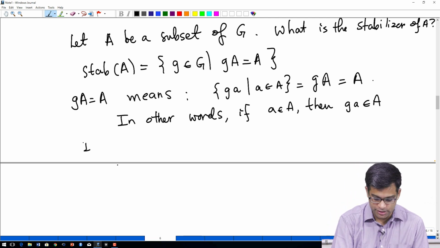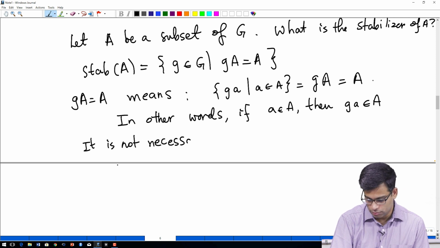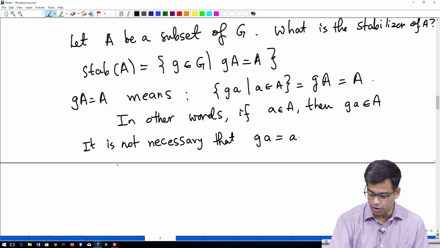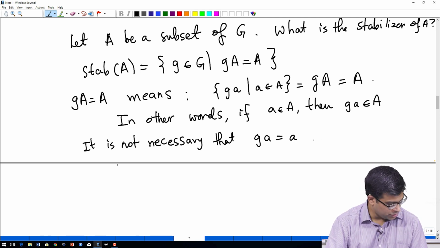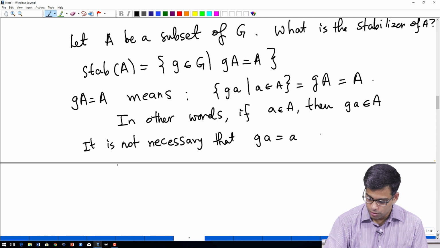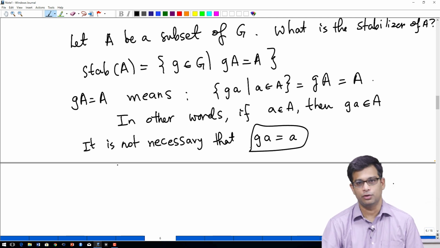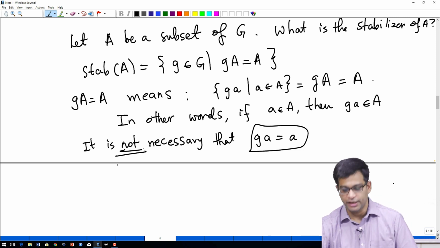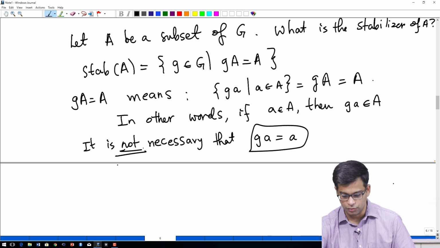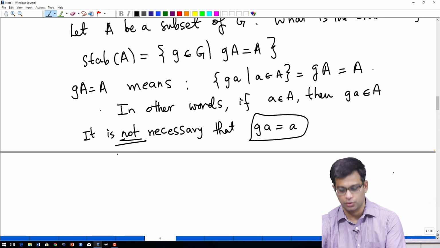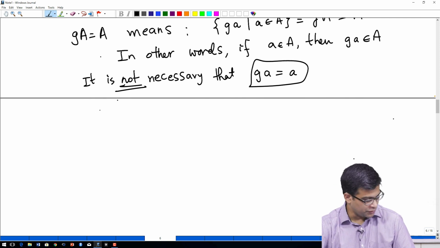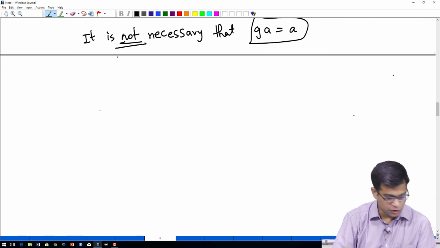In particular, it is not necessary that ga is equal to a, right, that is not necessary. ga equal to a need not happen. So we do not need ga to be a. We need that ga is again in A. So certainly g times capital A equal to capital A does not mean g times small a is equal to small a.